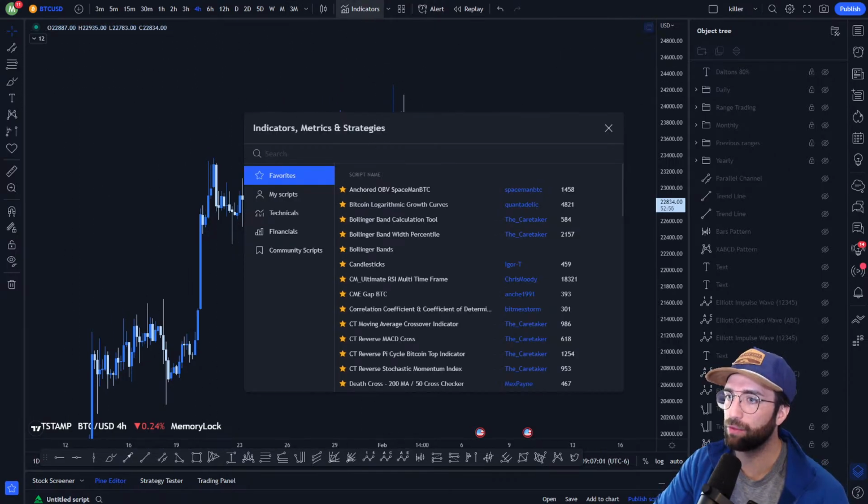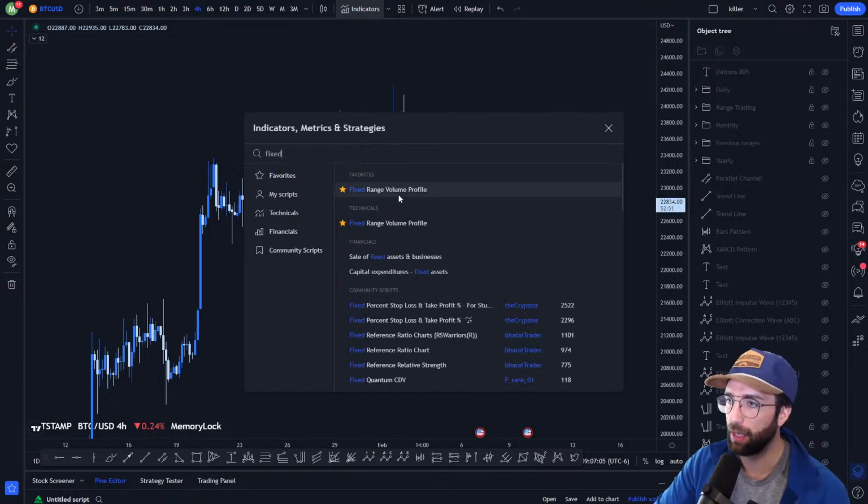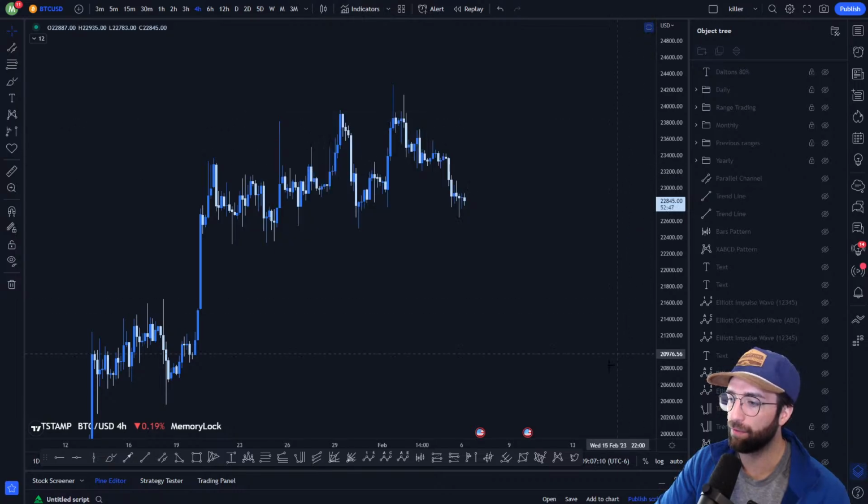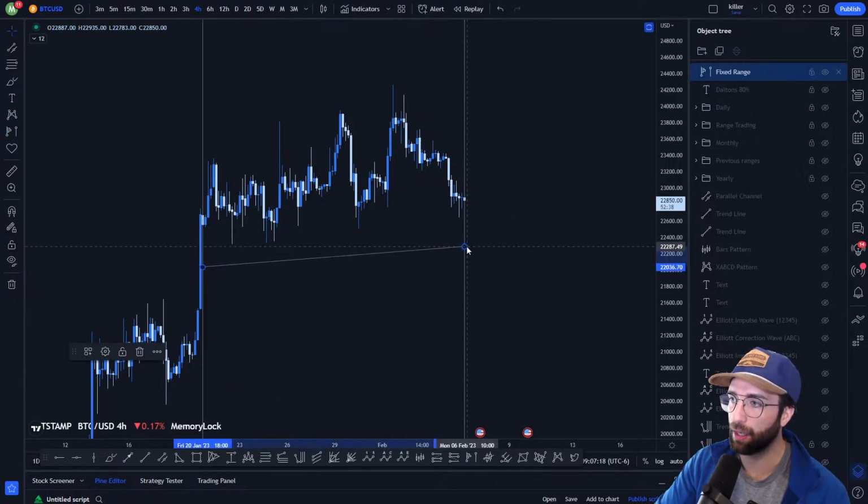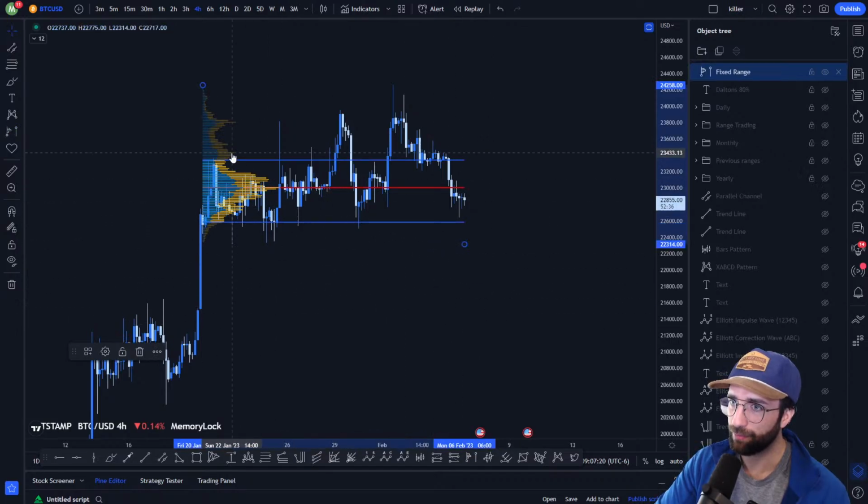So this is the fixed range volume profile. What you're going to do is go to your indicators at the top, type in fixed, and click fixed range volume profile. I already have mine saved to my favorites, so I'll go ahead and click on that. And what you do is open it and do 2 clicks, 1 and 2, from left to right.